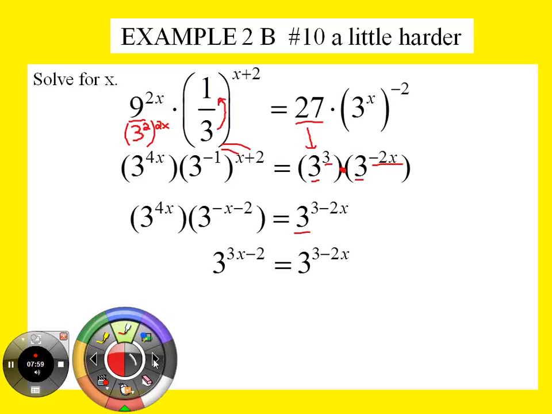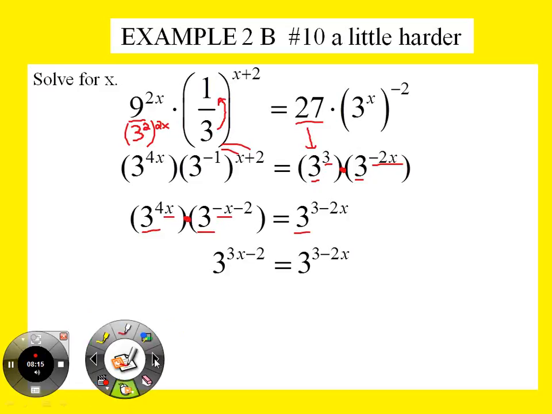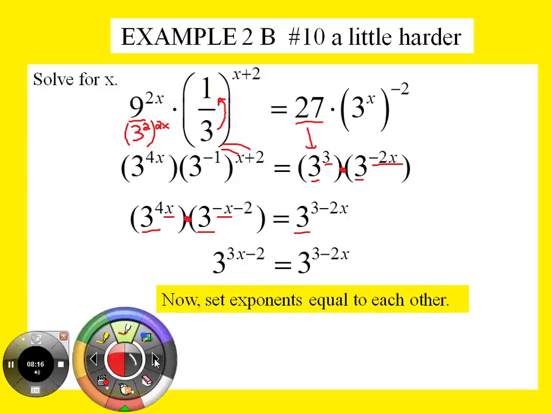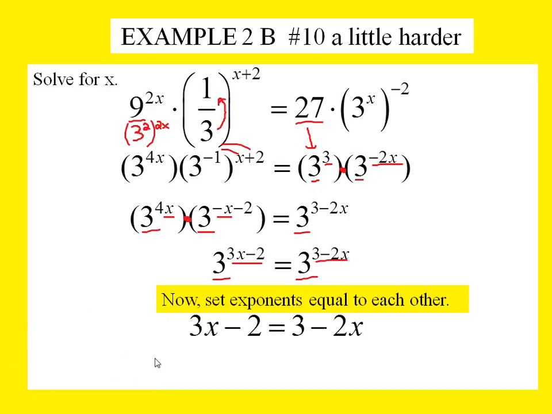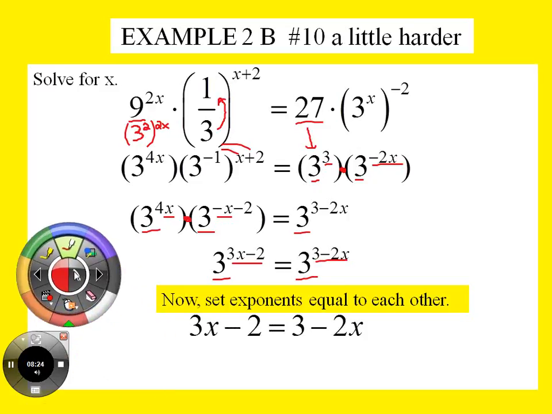we keep the base. So again, they're side by side right here, so we keep the base and we add the exponents. So 4x minus x is 3x, and then minus the 2, and then on the right I didn't do anything yet. Now notice they're both 3 raised to a power, so the bases are exactly the same. So now we can set the exponents equal to each other like we did for the last problem. So we set the exponents equal, solve for x, so x equals 1.